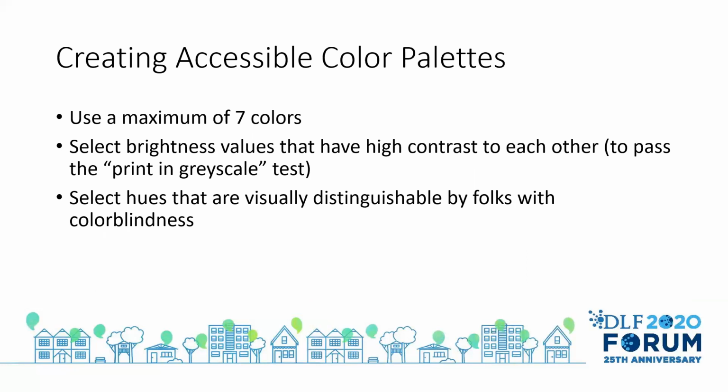Many of the same best practices apply to creating accessible color palettes. Like scales, you'll want to stick to about 7 or fewer colors. Select a range of colors with different brightness values so that they contrast with each other enough to pass the print and grayscale test. And again, select hues that are visually distinguishable by folks with color blindness.